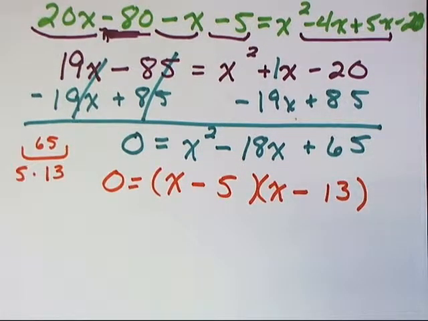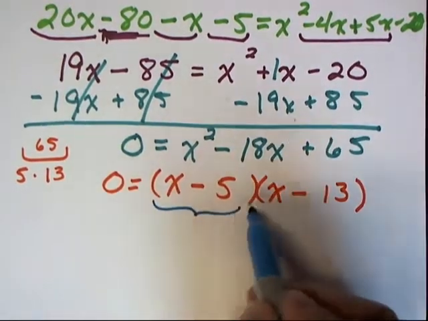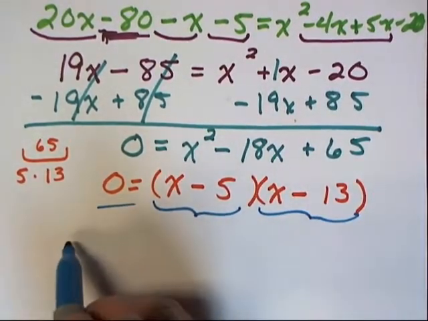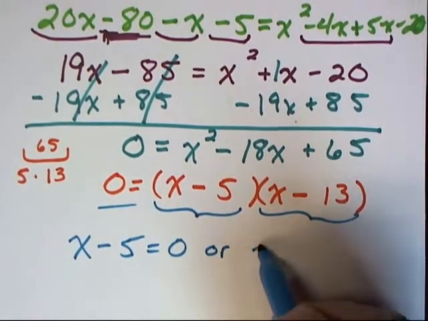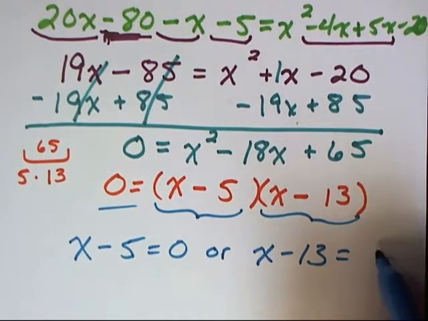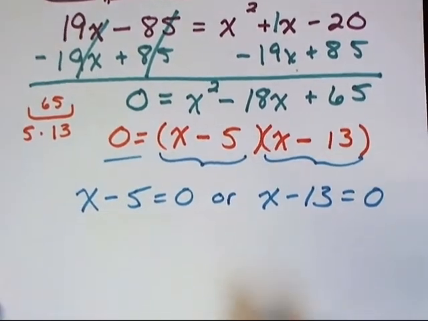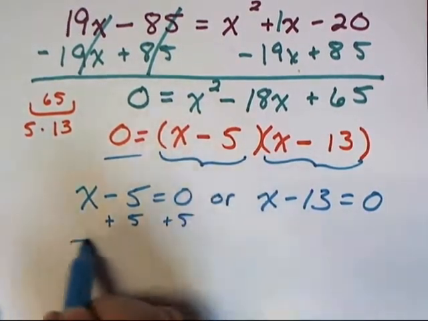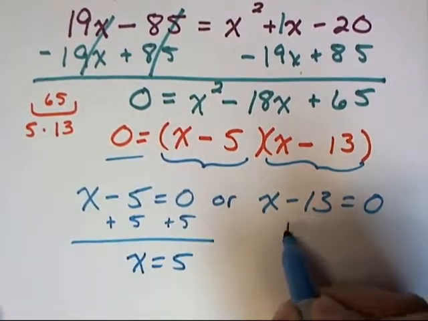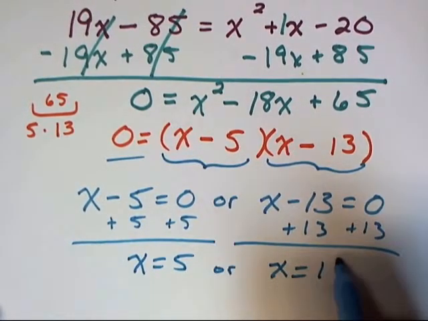Now that I have it in factored form, I can apply my favorite property, the zero product property, which states that since I have two numbers multiplied together equal to 0, either the first number is equal to 0, or the second number is equal to 0, or they both equal 0, if they were the same. Then I solve by doing my opposite steps, my inverses. Add 5 to both sides on this problem to get x is equal to 5, and add 13 on this one to get x is equal to 13.